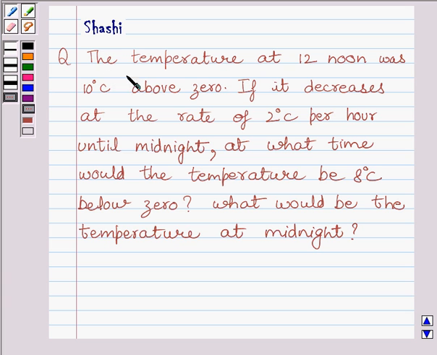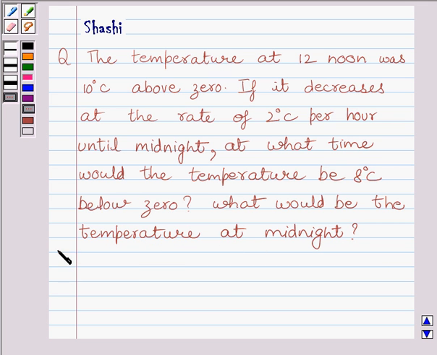Question says, the temperature at 12 noon was 10 degrees Celsius above zero. If it decreases at the rate of 2 degrees Celsius per hour until midnight, at what time would the temperature be 8 degrees Celsius below zero? What would be the temperature at midnight?